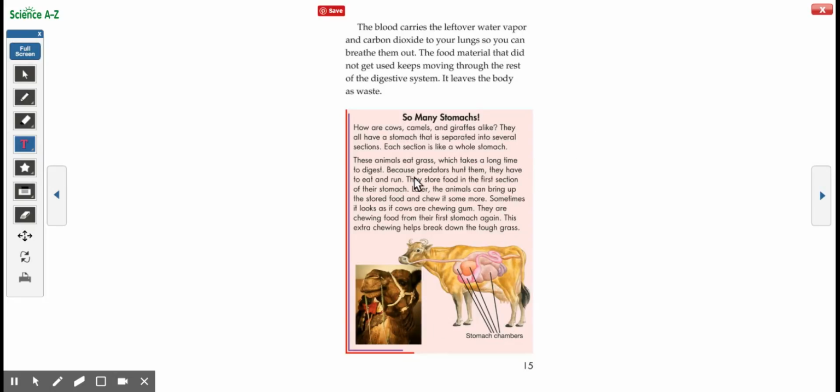Alright, now some animals, like cows, camels, and giraffes, have stomachs that are separated into several sections because they eat grass, which takes a lot longer to digest than some of the food that we eat. When they're being hunted, sometimes they have to eat and run so they can store food in one part of their stomach. So then they can kind of bring it back up to their mouths so they can chew it some more, put it back down in another stomach. Don't worry too much about that part.